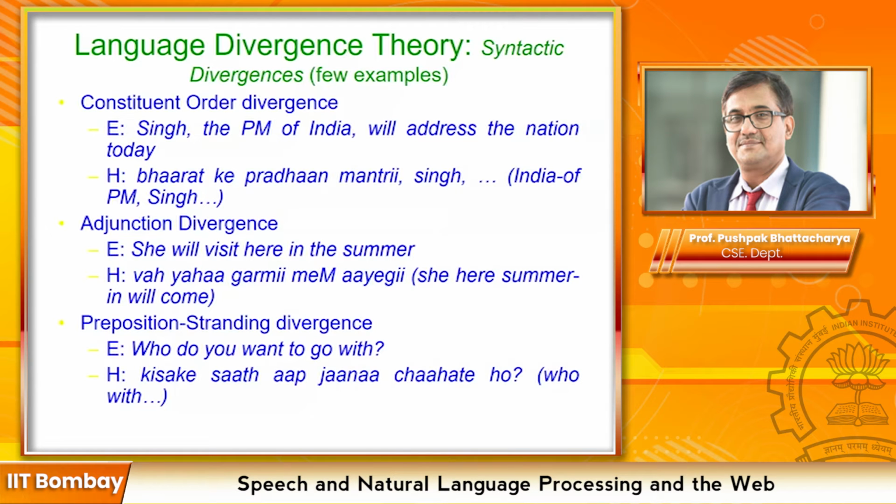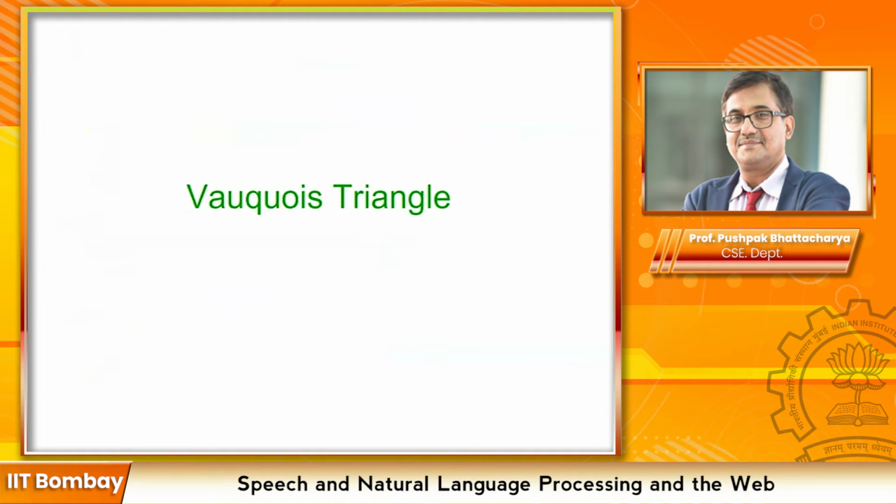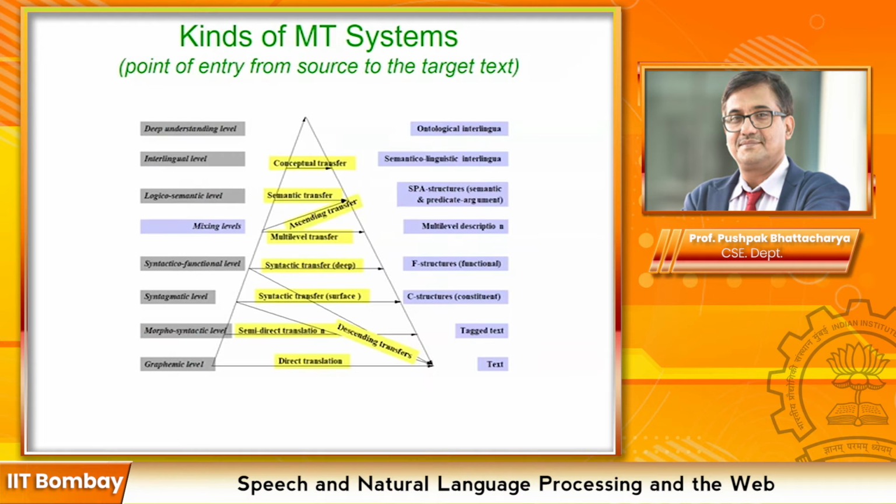So this was a hurried look at the divergence, and it is the divergence which makes the translation process difficult. There are both lexical semantic, which depends on the words and phrases, and structural, which depends on the order of words and phrases, which creates the difference between the two languages. Now, this naturally gives rise to a discussion on what is called the Vauquois triangle. Okay, this has really been the ruling conceptual structure for machine translation.